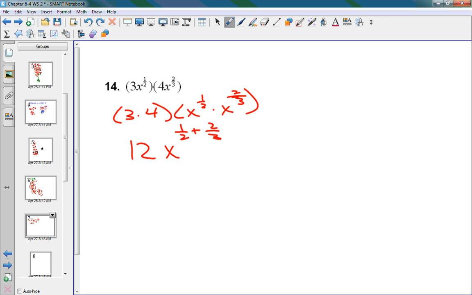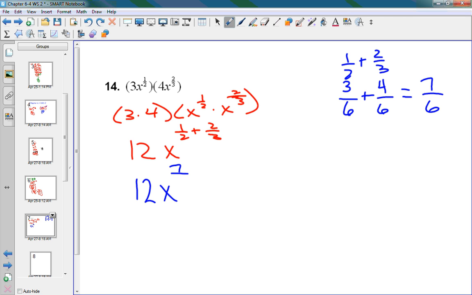Many of you are going to grab your calculator, but we're going to use our brains. And we're going to add 1/2 plus 2/3. What's my common denominator? 6. So what did I multiply 2 by to get 6? 3, so the top is 3. What did I multiply 3 by to get 6? 2, so the top is 4. 3 plus 4 gives you 7/6. So I'm going to have 12 x to the 7/6 power.